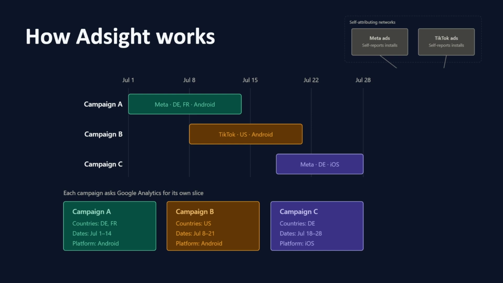Now, I want to explain how AdSite works. In the current market, a new game gets almost no organic downloads in the mobile market. Nobody is browsing the store and randomly finding your unknown puzzle game. So, if I'm running ads in Germany from the 1st to the 7th of August on Android, then basically everyone who installs in that window came from those ads. I don't need to use an MMP to attribute users to ads. I just need to filter analytics correctly. So AdSite pulls spend from Meta or TikTok and asks Google Analytics for the same countries, same dates, same platform, and puts those together.